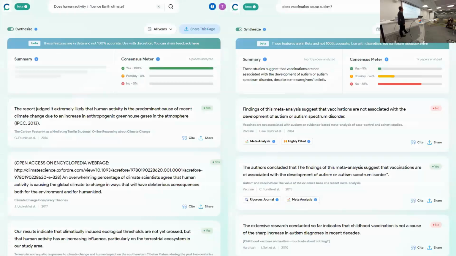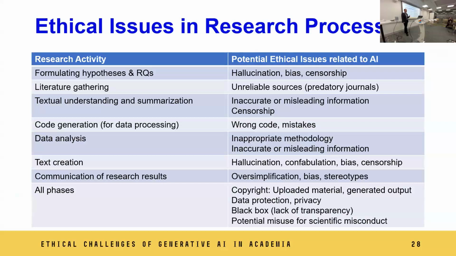Consensus is another tool for yes/no questions. It can give you some meta-analysis. So if you ask it whether human activity influenced the Earth's climate, you learn that yes. For vaccination and autism, the answer is not so clear. But it sometimes doesn't read the text correctly. Here is the typo, "not associated with autism", and it labeled it yes because it didn't read the "not" correctly. So we have to be careful about interpreting the results.